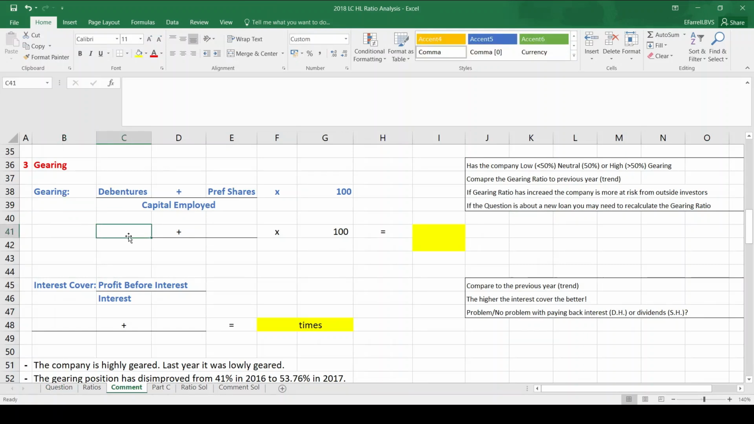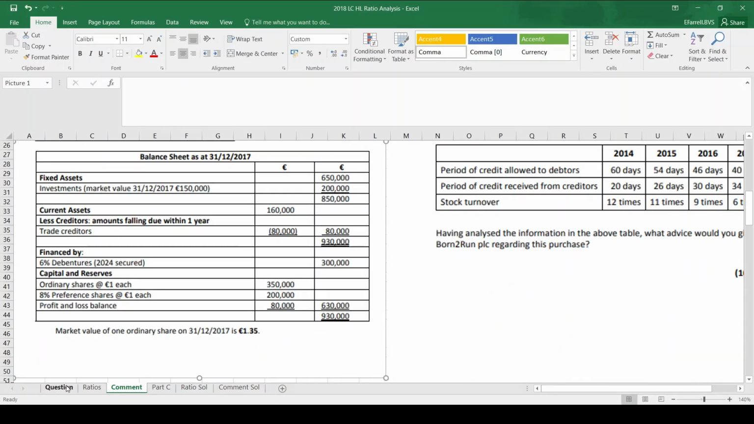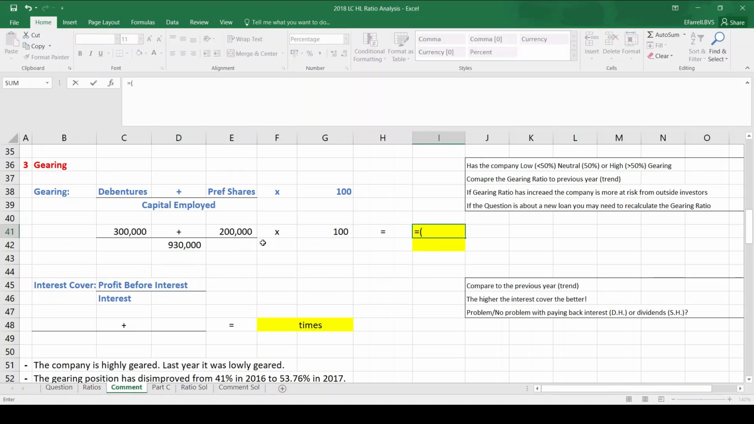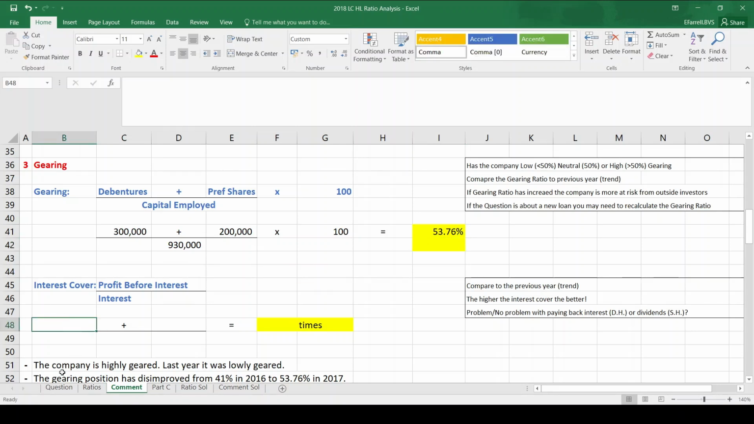So the debentures we said were 300,000, preference shares 200,000, and we're putting that over capital employed, which is the total of the balance sheet, 930,000. And we're going to multiply that by 100 to get it as a percentage. So it's going to equal 300 plus 200 divided by 930. So that comes to 53.76%.